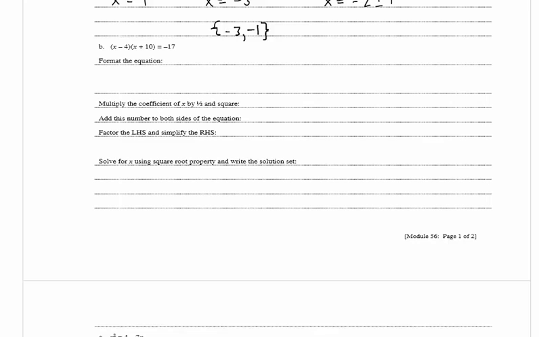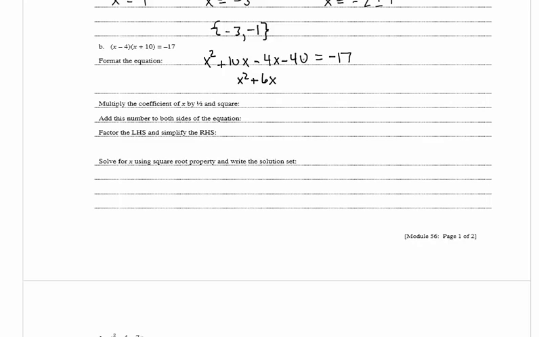In B, we have x minus 4 times x plus 10 is equal to negative 17. So to format this equation, I'm going to multiply the parentheses together. So I have x squared plus 10x minus 4x minus 40 is equal to negative 17. And now I'm going to combine my like terms. So I have x squared plus 6x. And then I'm going to add 40 to both sides. So x squared plus 6x is equal to 23.